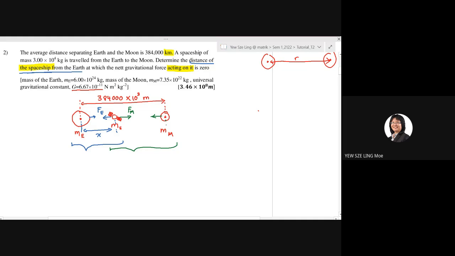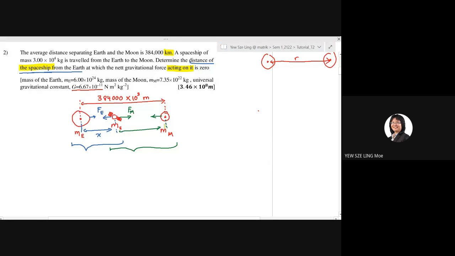Now, how about the distance between the spaceship and the moon? I don't have the value, but I don't want to call it another variable, for example Y. Why? Because if you give it another variable, another unknown, then you are creating more unknowns in this situation. When it comes to problem solving, we try to minimize the number of unknowns. So how are we going to do that? Let's look at the diagram I sketched again.